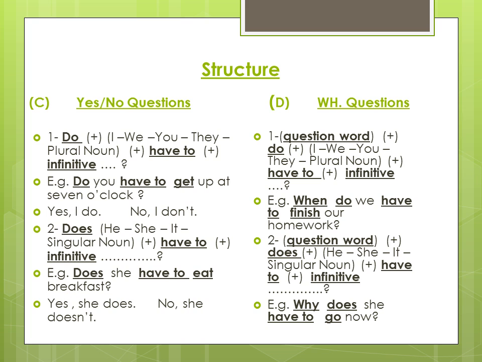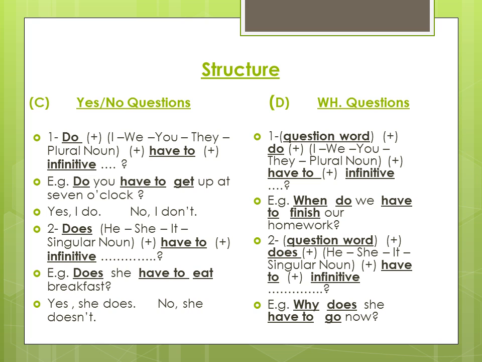Let's take this example. Does she have to eat breakfast? Here we start with does بمعنى هل هي كان لازم تتناول الإفطار. We start with does because the subject is she. That's number 1. And number 2, after she we have have to, not has to. Why?